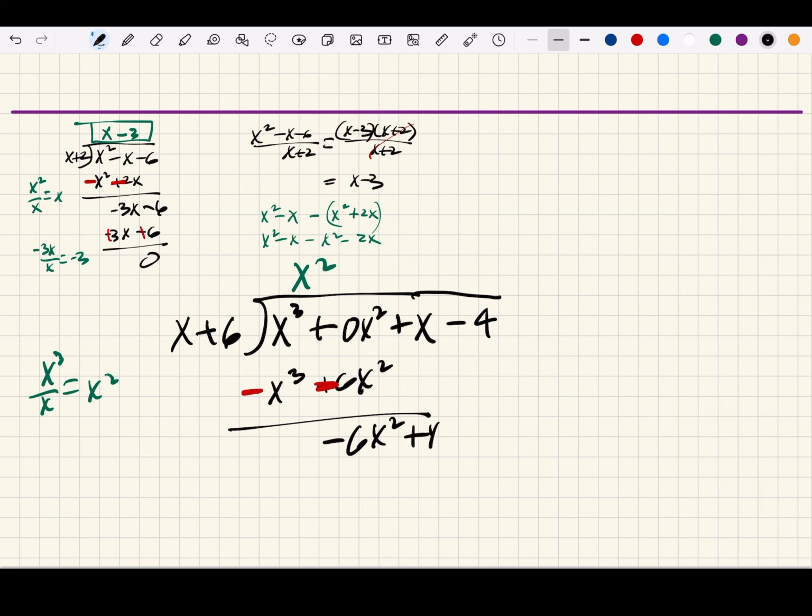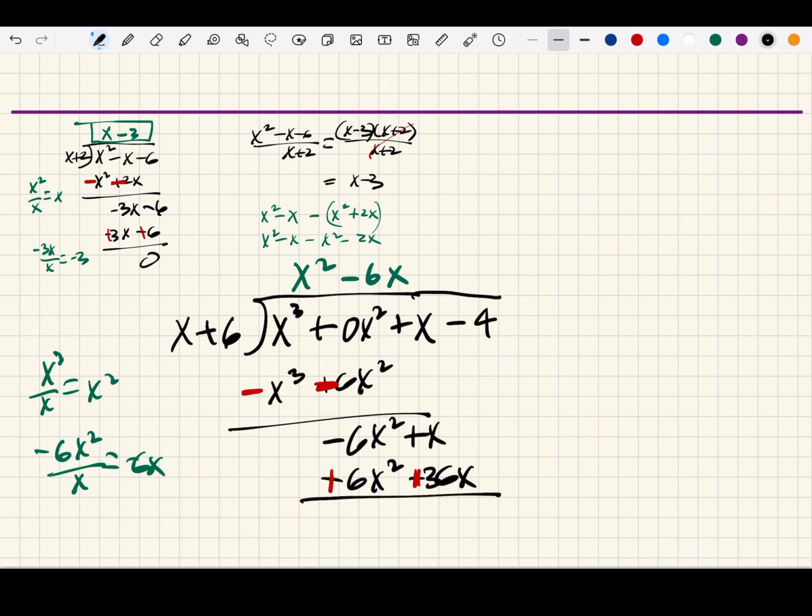Bring down the plus x. Now I go minus 6x squared over x. That's minus 6x. That goes here. I'm going kind of quick now. Is that okay? Everybody doing okay? Multiply it out. Minus 6x squared minus 36x. Change the signs. Add.